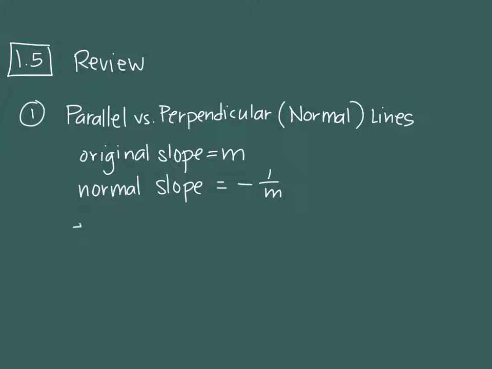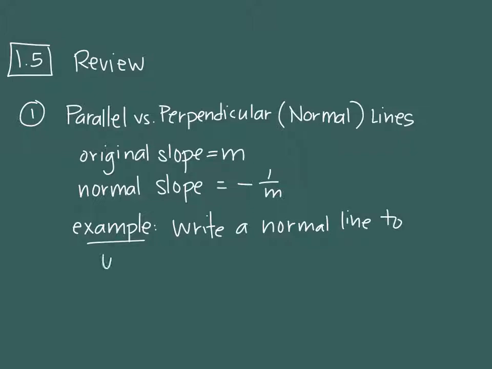So maybe an example of something you might have to do with that is to write a normal line to the existing line, y equals 3x minus 4, through a different point. So maybe through the point negative 1, 2. So write a normal line to the existing line, but through a different point.